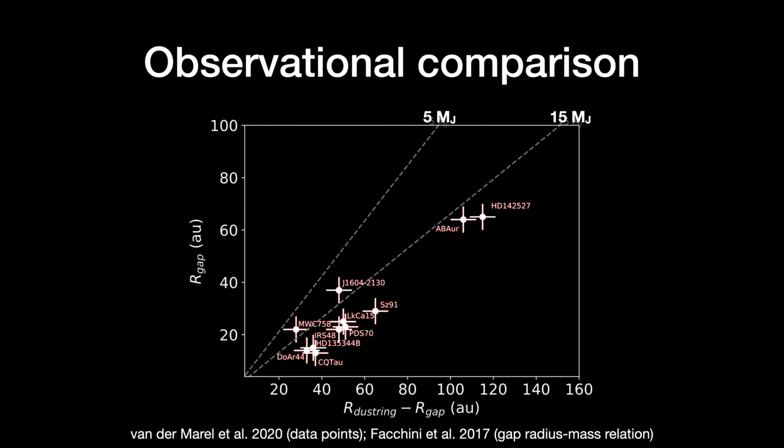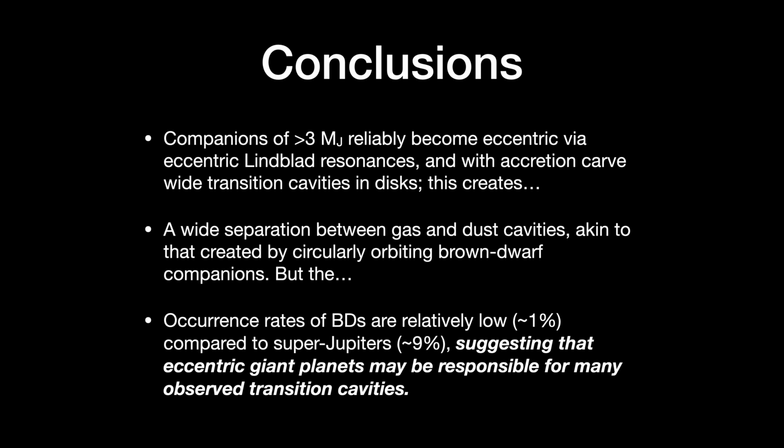So some conclusions. If you have companions of around 3 Jupiter mass or higher, they reliably become eccentric. Using accretion, they can carve wide transition cavities similar to those observed. This creates wide separation between gas and dust cavities, which is similar to that actually created by circularly orbiting brown dwarf companions. However, the occurrence rates of these brown dwarfs are actually pretty low compared to super Jupiters, whereas transition disks are actually quite common. So eccentric giant planets indeed may be responsible for a good fraction of these observed transition cavities.